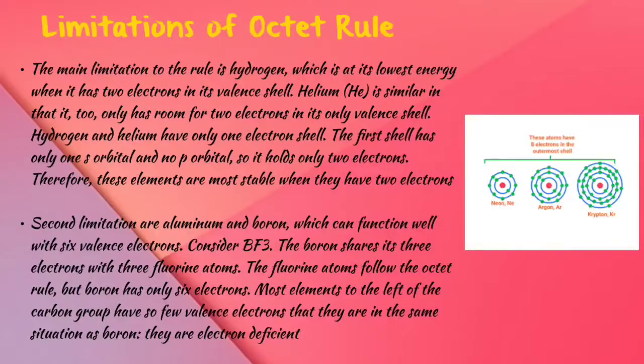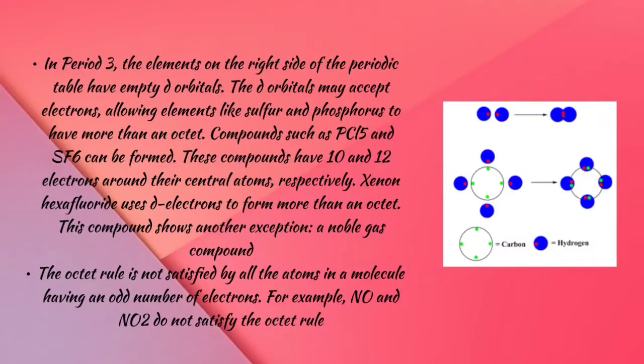In period 3, the elements on the right side of the periodic table have empty d orbitals. The d orbitals may accept electrons, allowing elements like sulfur and phosphorus to have more than an octet. Compounds such as PCl5 and SF6 can be formed. These compounds have 10 and 12 electrons around their central atoms respectively. Xenon hexafluoride uses d electrons to form more than an octet. This compound shows another exception, a noble gas compound.